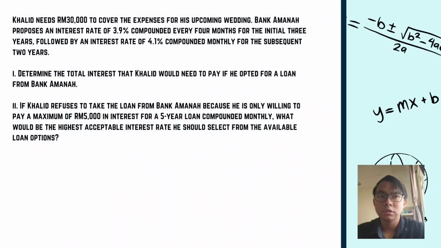Today I want to discuss question 1 part A. Khalid needs 30,000 ringgit to cover the expense for his upcoming wedding. Bank Amanah proposed an interest rate of 3.9% compounded every 4 months for the initial 3 years, followed by an interest rate of 4.1% compounded monthly for the subsequent 2 years.